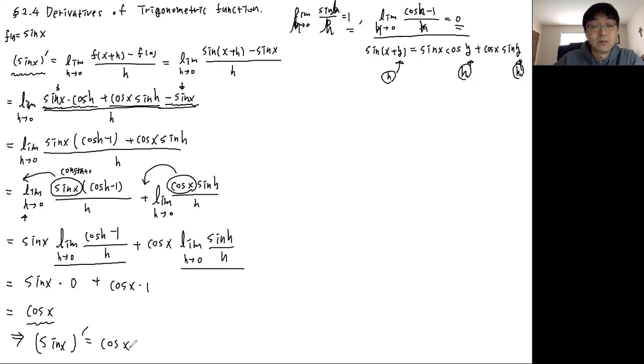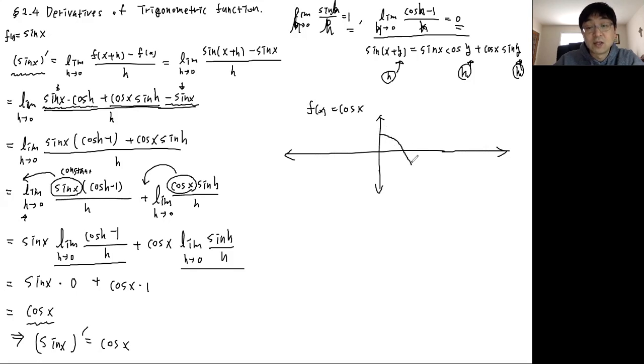We have this formula. One more thing: we have another method for deriving that sine of x prime equals cosine of x. I want to use a geometric method. What is a geometric method? You can draw f of x equals sine of x first. You can draw the graph. This is another method for finding the derivative. What's the graph of sine of x? The graph goes like this.